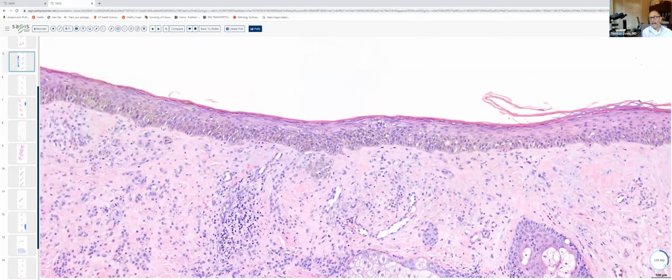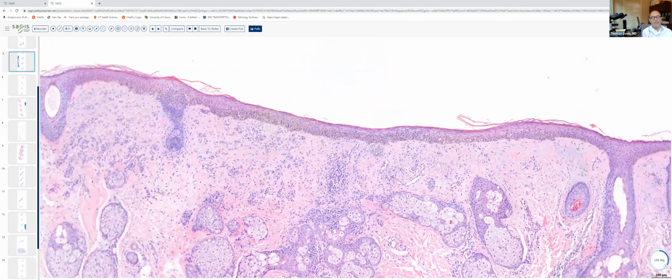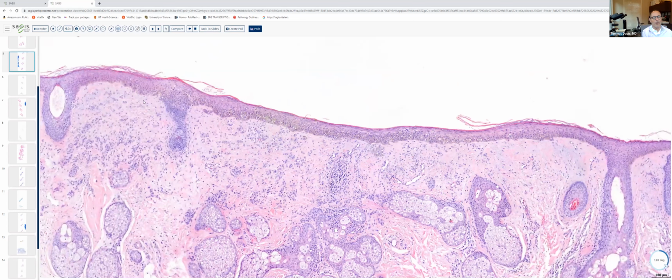However, if we back out, we can see that this proliferation of melanocytes along the dermal epidermal junction is only present above the zone of dermal fibrosis. There's no extension of the melanocytic proliferation in the epidermis beyond the zones of dermal fibrosis.